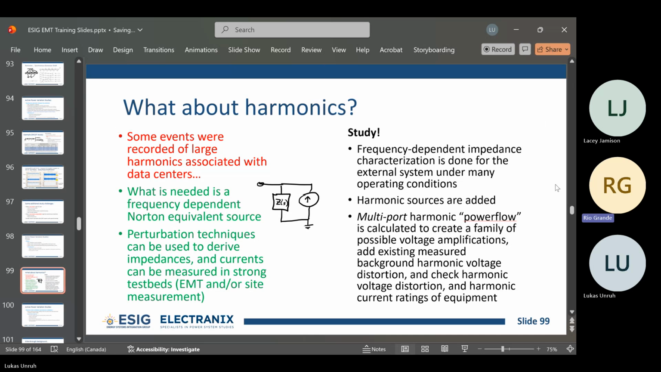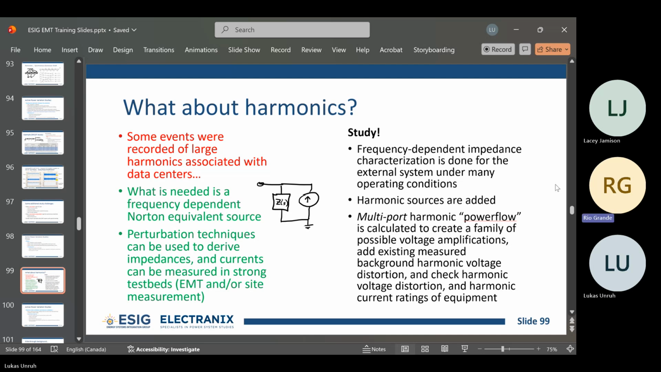Okay, so what about harmonics? We've touched on it a couple times, but we have seen some events of some fairly substantial harmonics associated with data centers, and we can study this. What we need to do is we need the load vendors to take their devices and put them in a test bench and do a sort of perturbation analysis on it to tell us the harmonic impedance and the harmonic current injection of those power electronics, which is something they can do in a lab. It's a little bit complicated, but we have got that sort of data for at least one facility.